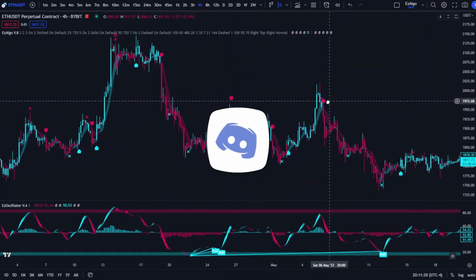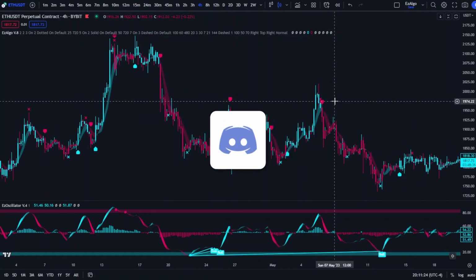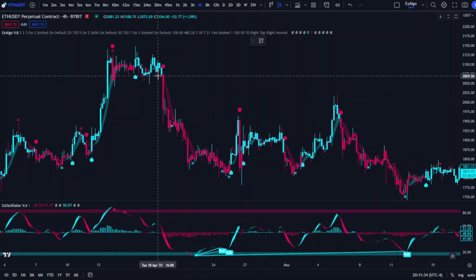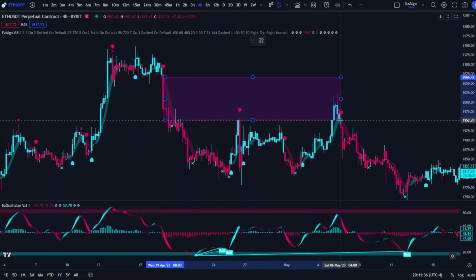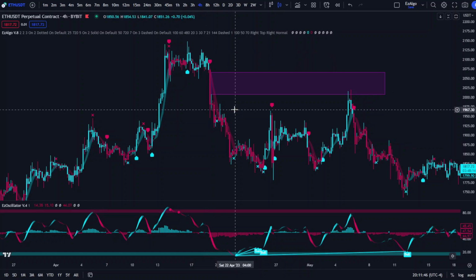And here is an example on Ethereum. This is a setup I posted in the Pro Discord in advance. I was looking for a short literally right here. And the reason being is I'm following the strategy I've been showing you guys. So we had a fair value gap, number one. Price tends to fill fair value gaps, especially on a higher time frame like the 4 hour.